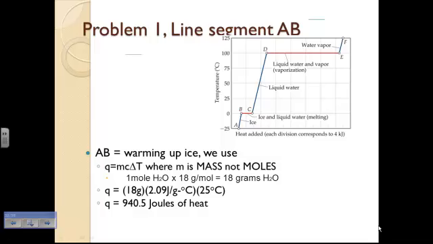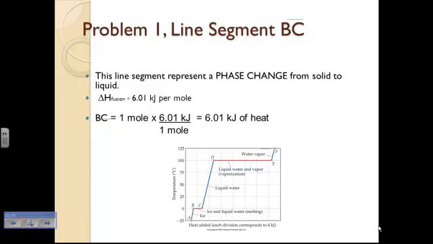But now I notice we've got AB solved for. We take a look at line segment B to C. The next in the series of 5 problems is a phase change. The very definition of the phase change from solid to liquid is called the heat of fusion. This is the constant 6.01 kJs per mole. What's nice, line segment BC, if I solve for 1 mole, is going to equal that very value. That was convenient in this problem.